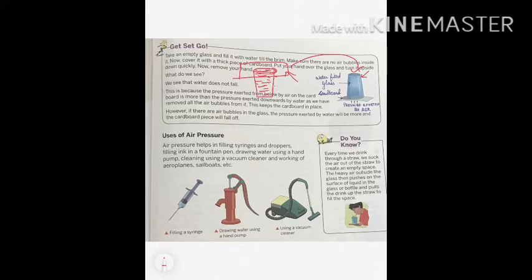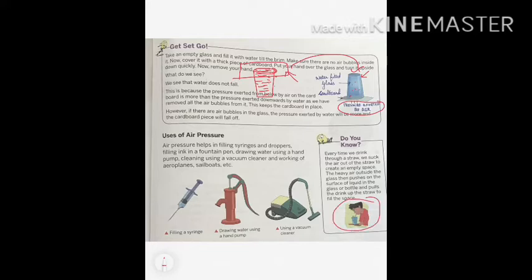The water will be intact in the glass and also the cardboard. Why? This is because the pressure exerted by the air is more than the pressure of the water molecules inside. So this pressure is more. That's why the water is not coming out, water is not spilling. Alright, so this is the example of what? Air pressure. Now air pressure can be shown by various things.